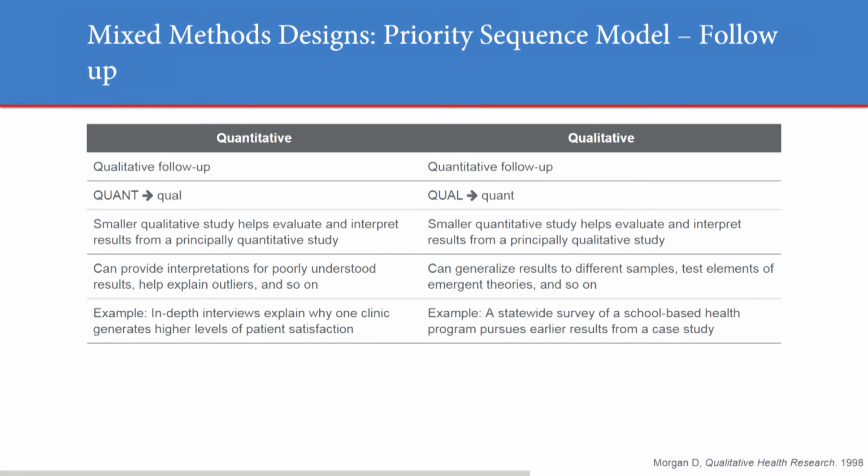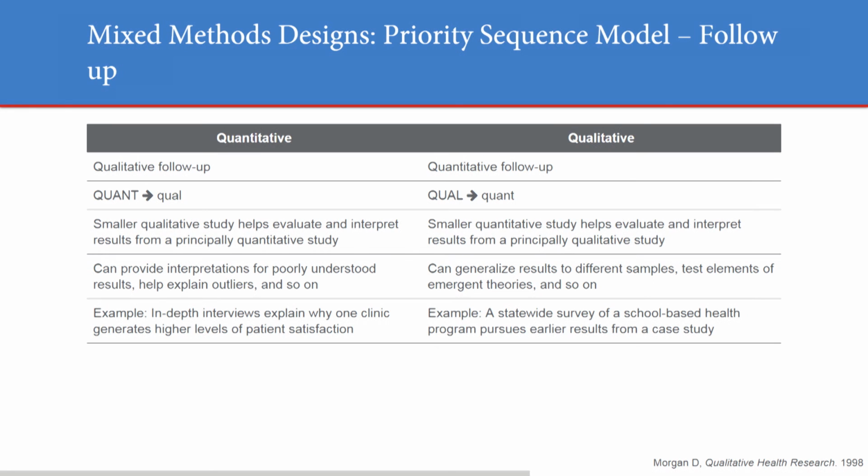And here's an example for the quantitative. The in-depth interviews could help you after the survey explain why one clinic is getting higher levels of patient satisfaction than other clinics. It could be that they have a fabulous receptionist, or the physicians there are somehow more connected to that community, and they're conveying that in their interviews with the patients or the time that they're spending with them. And the other example we have here is the statewide survey of school-based health programs that is done after you've done a case study.